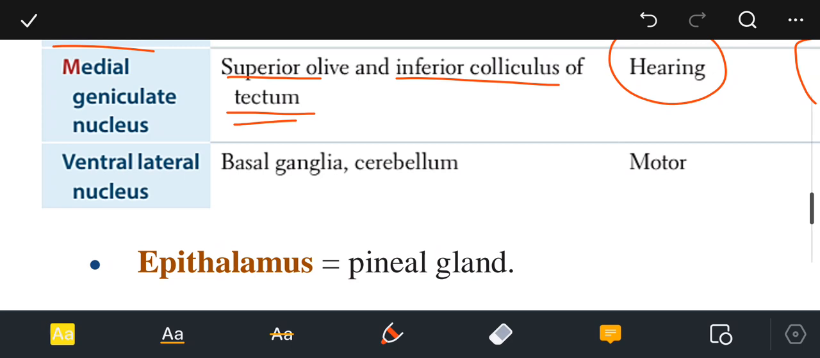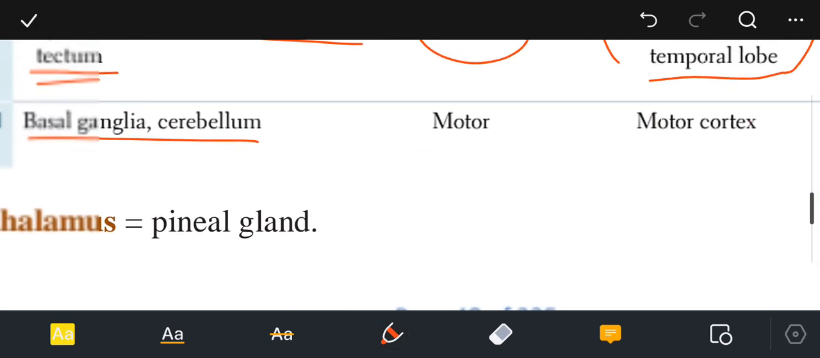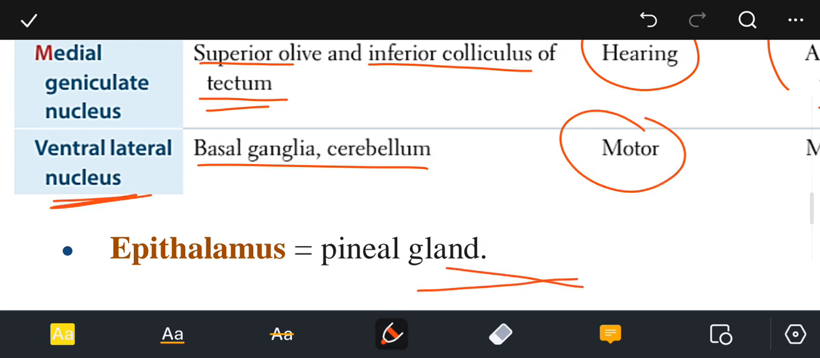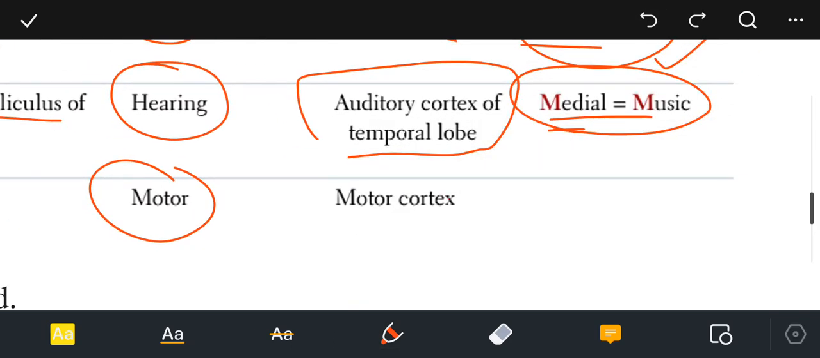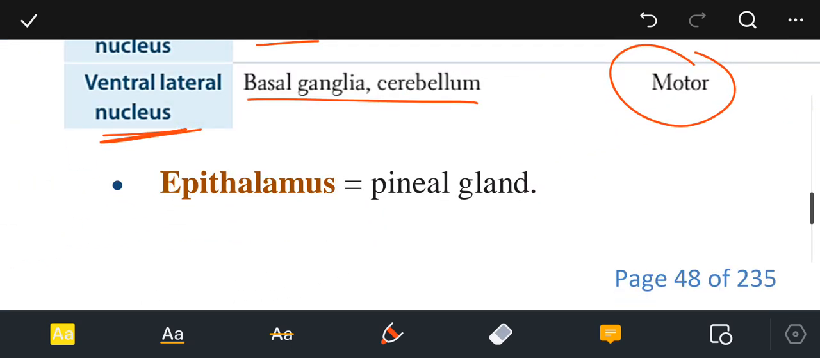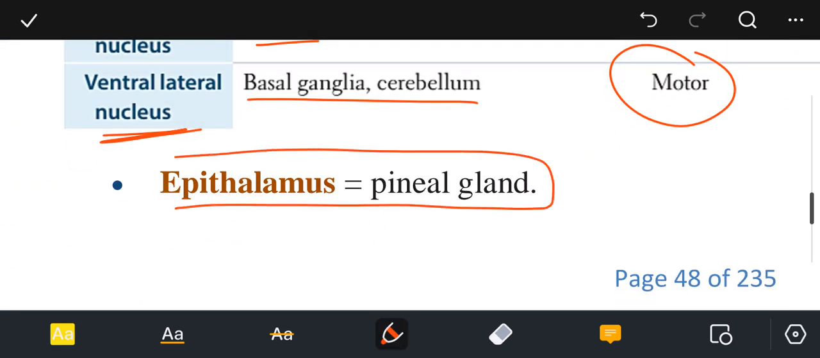Then the ventral lateral nucleus. The input is coming from the basal ganglia and cerebellum. These are not basically senses. The ventral lateral nucleus is responsible for being a motor relay station. The destination is the motor cortex. Just don't confuse yourself. Then the epithalamus. The pineal gland is also called the epithalamus.